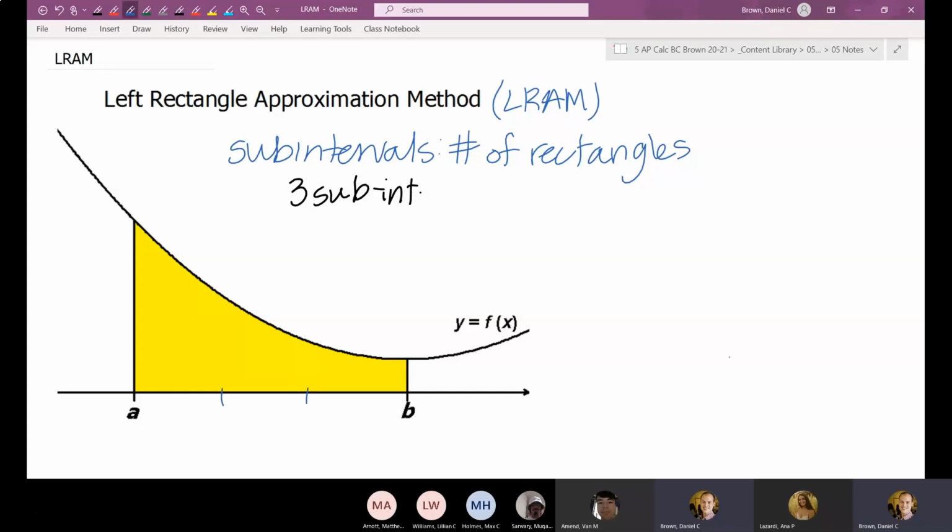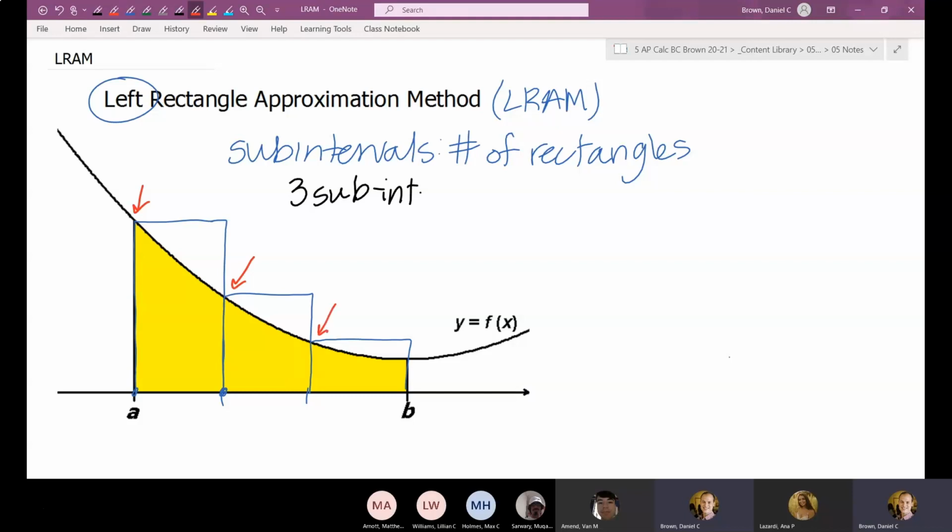Sometimes it's divided evenly, sometimes it's not. And when you're drawing in 3 rectangles from the left, your rectangles' heights are going to be defined by the left side endpoint on that subinterval. So in these 3, that first rectangle, starting from the left, goes up to the top and then over. This middle interval starts on the left-hand endpoint, up and then over, and this last interval starts on the left, up, and then over. So when you're doing a left-hand approximation method, you're basically determining the height of the function from the left-hand side.